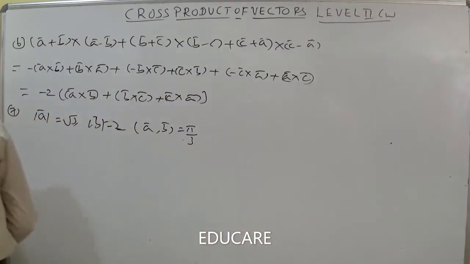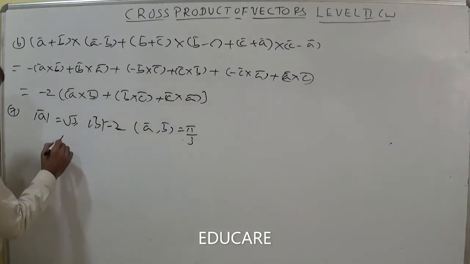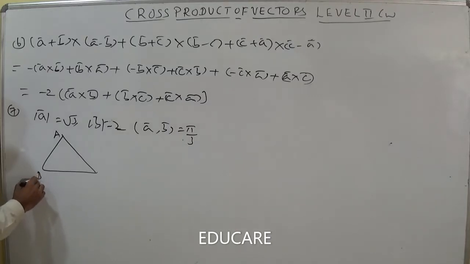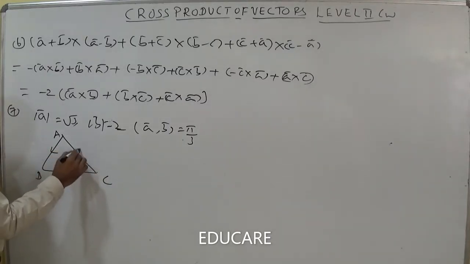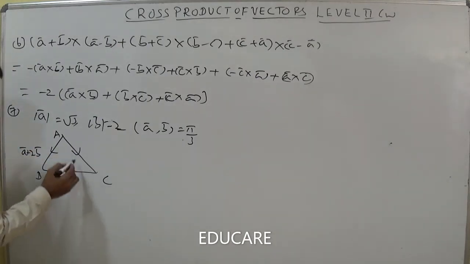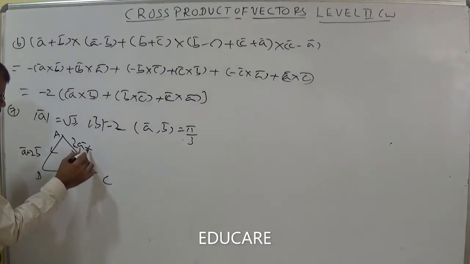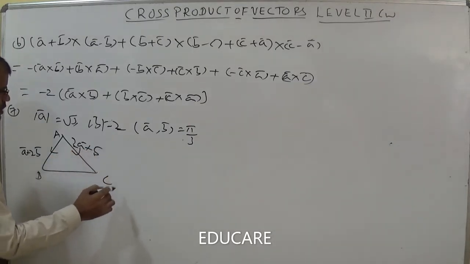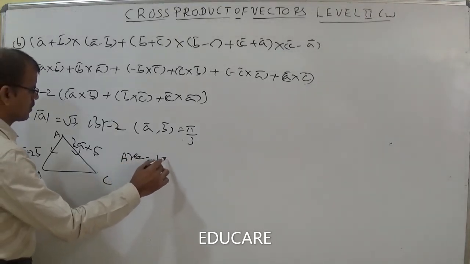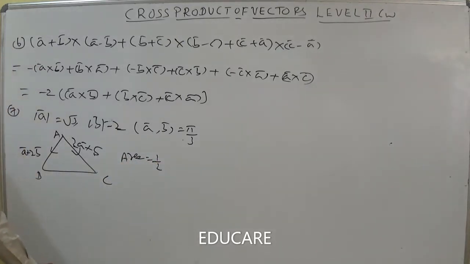Area of triangle with adjacent sides. The formula for area of triangle is 1 by 2 into adjacent side cross adjacent side. The adjacent sides are given as A bar plus 2B bar and next 2A bar plus B bar. So area of triangle is equal to 1 by 2 into, he is asking simply area.